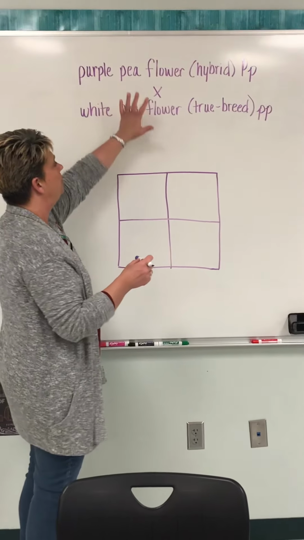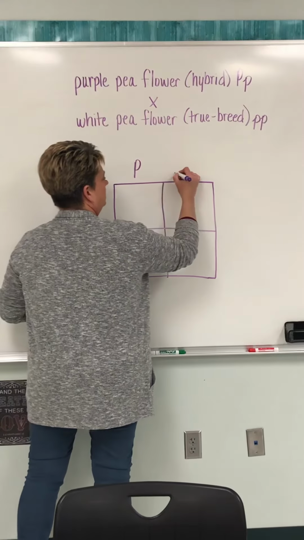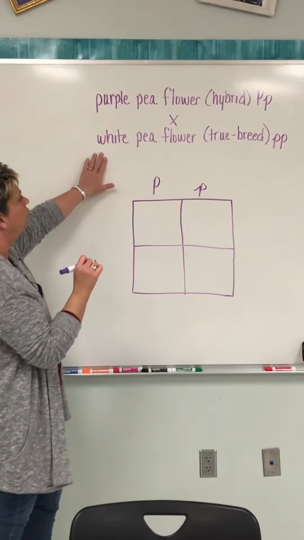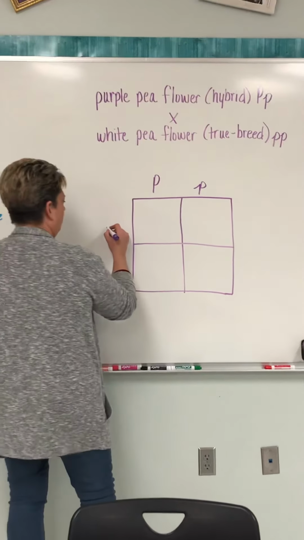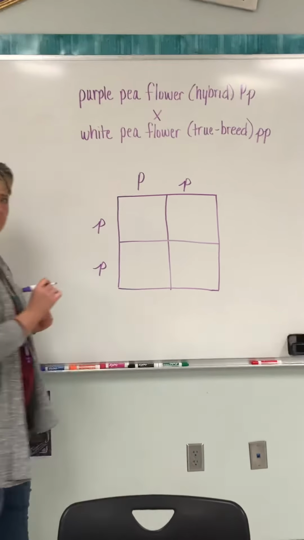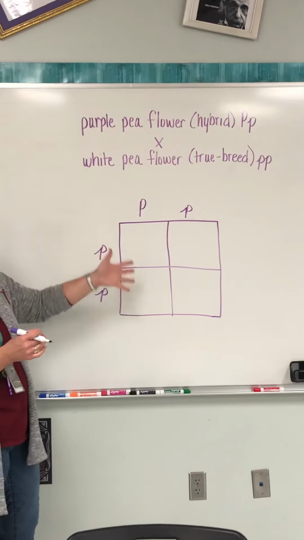So we have our purple P hybrid plant, capital P, lowercase p that I'll put on top, 1 letter per box, remember. And then we have white pea flowers, where we have 2 lowercase letters, and we're gonna put those on the side, again, 1 per box. Now it's as simple as putting in the letters going through the grid.